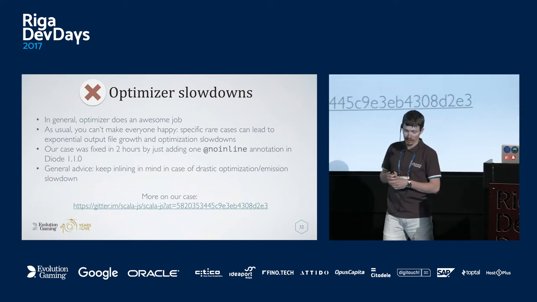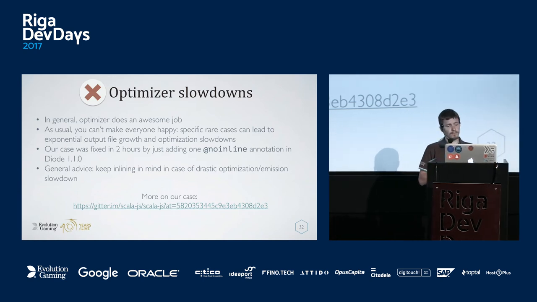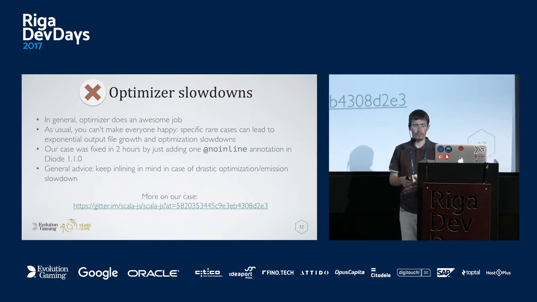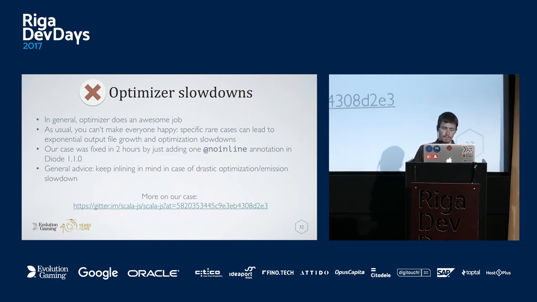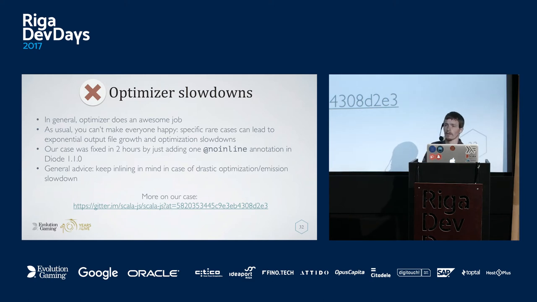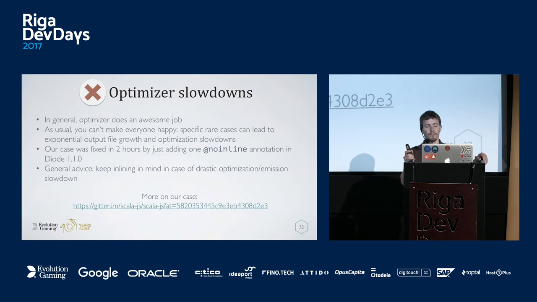Optimizer slowdown. This is a little bit tricky. I won't spend too much time on this, but most of the time the optimizer works really well. It does a really awesome job on performance, as I already said. But specific rare cases can make the optimizer do really insane things. And once we got a just tenfold slowdown because of adding one flatMap.